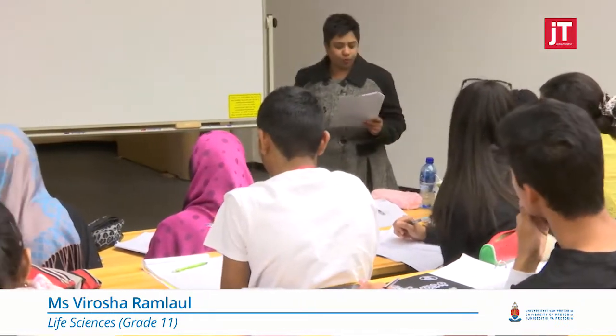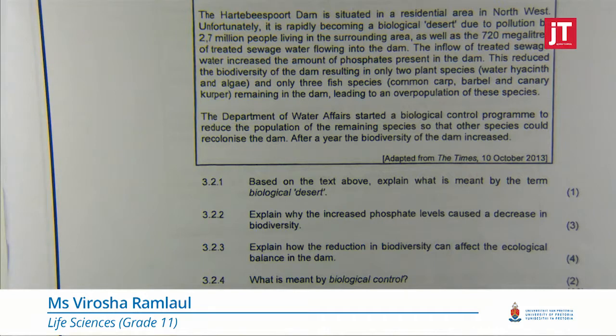Right, 3.2.2. Why the increased phosphate levels caused a decrease in biodiversity? 3 marks. Phosphates, did we learn that word anytime? See how they're tricking the learners here. They're not saying nitrates. You learn that fertilizers have nitrates and phosphates. So what is this going to lead to? Eutrophication. So that's the first mark. What does eutrophication cause? Algal bloom.